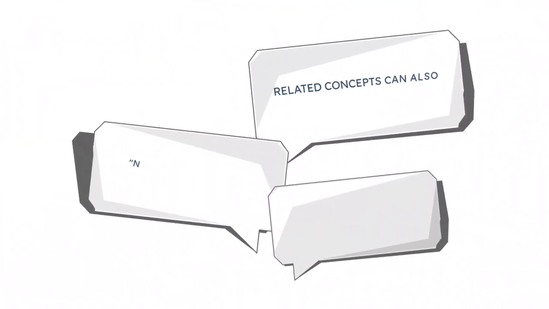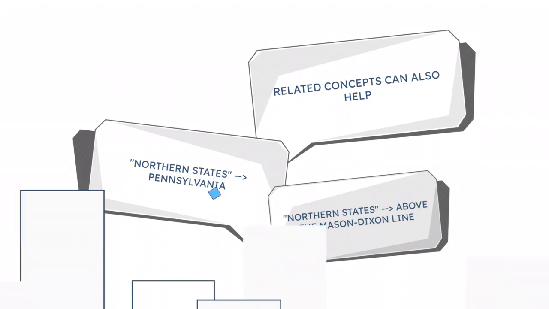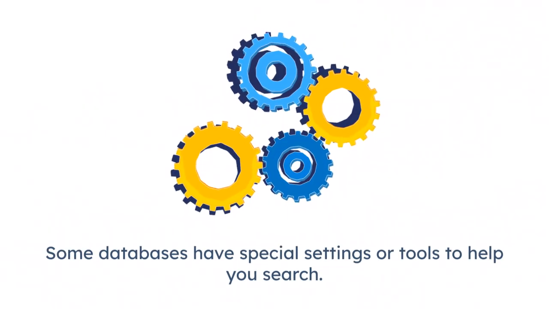You can also brainstorm related concepts that are not exact synonyms. For example, maybe you're interested in a specific state. You could replace northern states with Pennsylvania, Massachusetts, or New York. Some of the databases also have special features to help you narrow down your search.